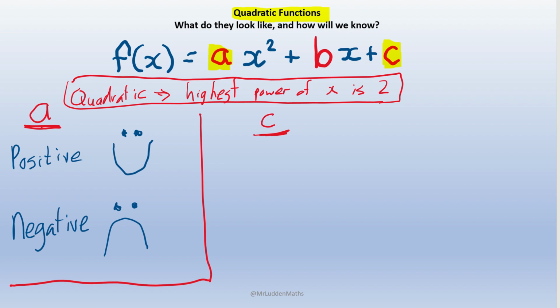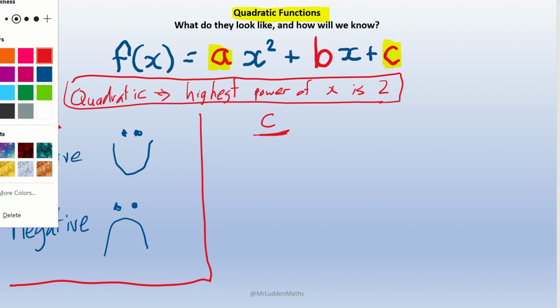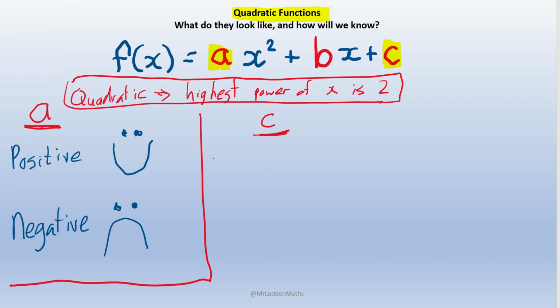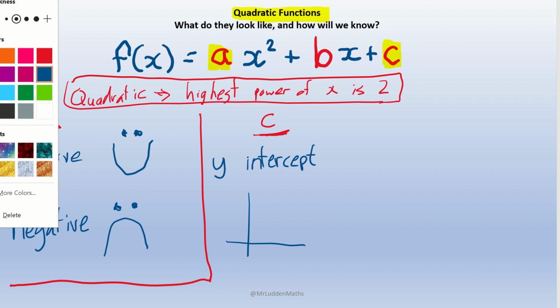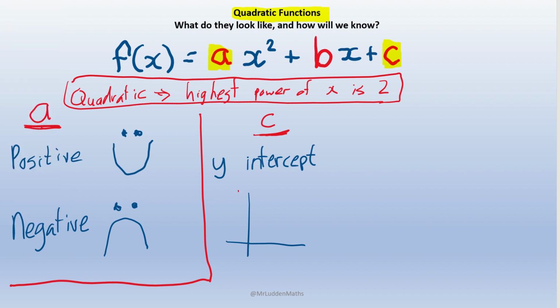For c, the same as my linear ones, this is going to be my y-intercept. So it's going to be where my graph crosses the y-axis. So I might just draw a quick graph here. If my graph looked like this, well, my c would be this part here. So let me just draw right there. That's going to be my c, where my graph crosses the y-axis.